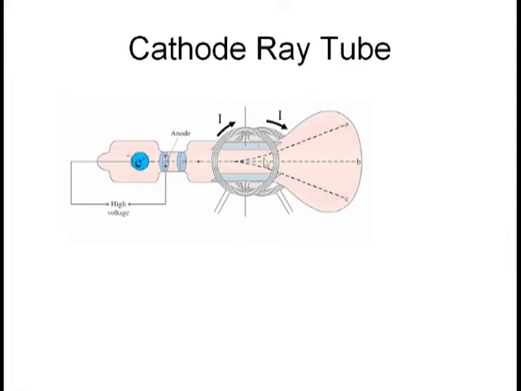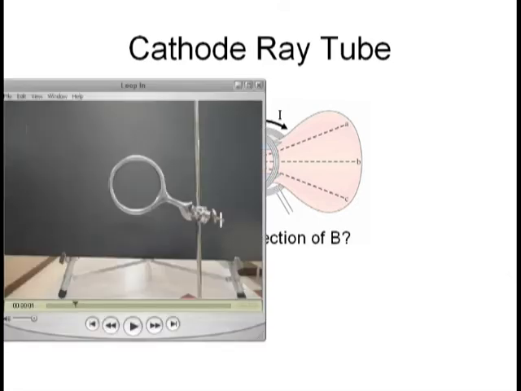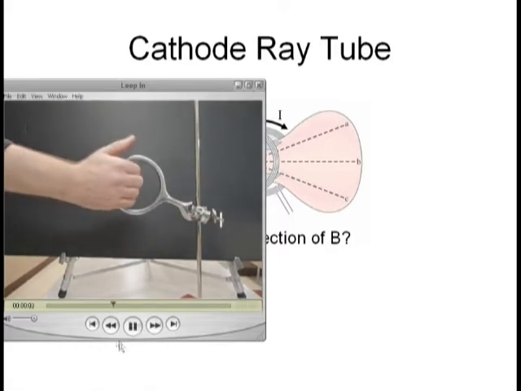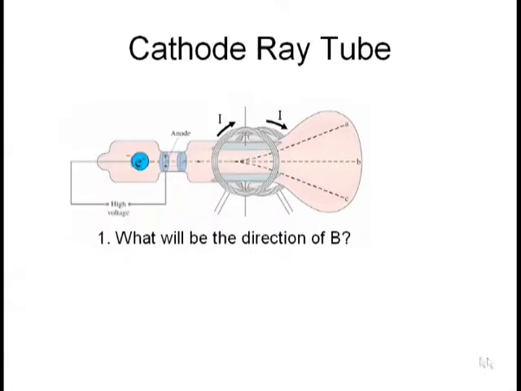Around the center of the tube, we have a coil of wire with electricity going in this clockwise direction. And my first question about that is, what is the direction of B? So we're going to use the loop rule. I'm going to put my fingers in the loop with my thumb in the direction of the current going clockwise, and my fingers are going into the page. So my field is going into the page from that loop.